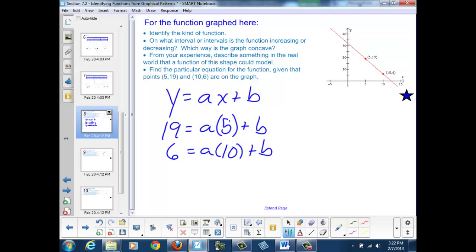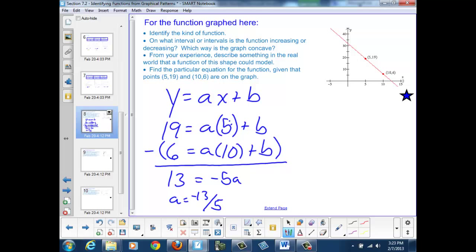Now, for linear systems of equations, we have 2 ways to solve, either elimination or substitution. I'm going to use elimination here, and I'm going to subtract the second equation from the first. So 19 minus 6 gives me 13. 5a minus 10a gives me negative 5a, and b minus b eliminates the b variable. So that tells me that a is 13 over negative 5, or negative 13 fifths.